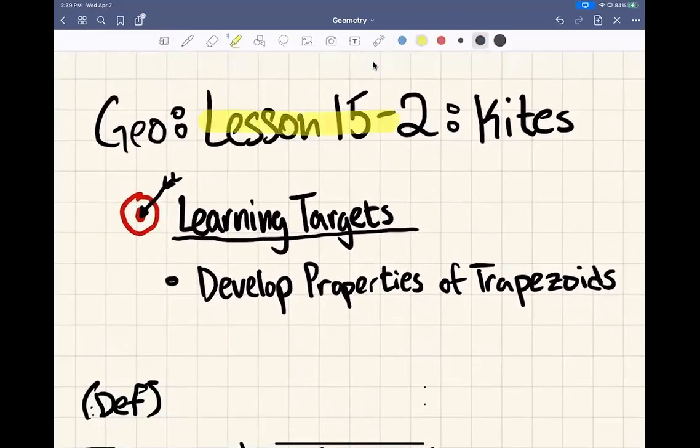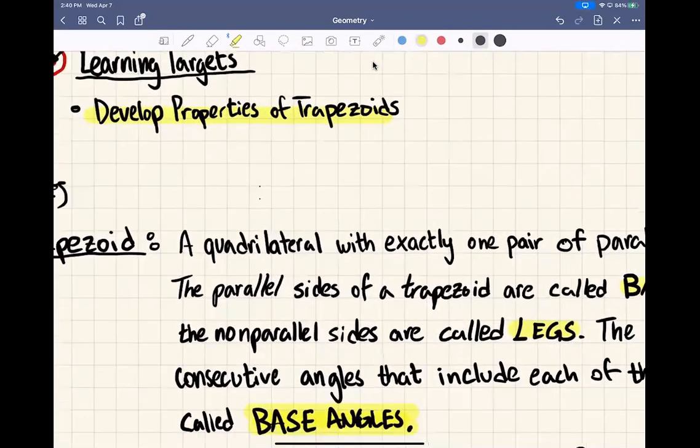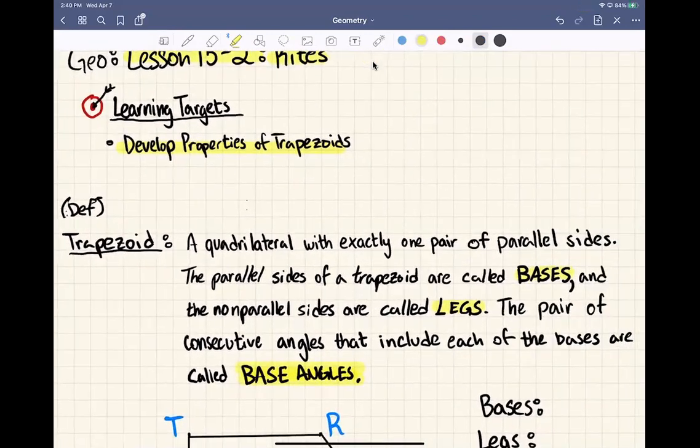Today's geometry lesson is going to be 15-2, also known as kites. Our learning target is to develop properties of trapezoids. But first we need to go over some definitions. So what is a trapezoid?